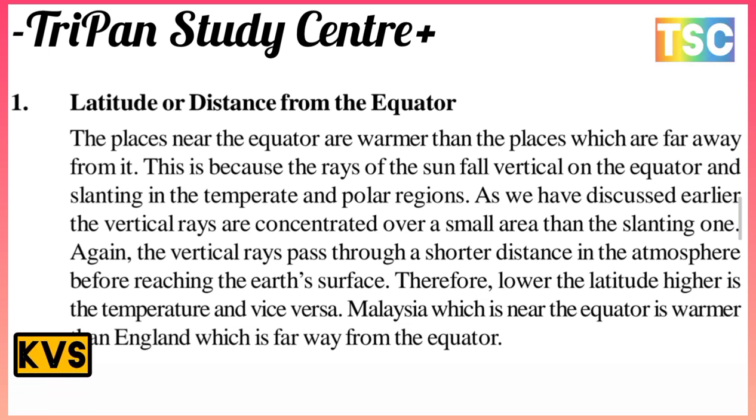This is because the rays of the sun fall vertically on the equator and slanting in the temperate and polar regions. As we have discussed earlier, vertical rays are concentrated over a smaller area than slanting ones. Again, vertical rays pass through a shorter distance in the atmosphere before reaching the earth's surface. Therefore, the lower the latitude, the higher the temperature, and vice versa. Malaysia, which is near the equator, is warmer than England, which is far away from the equator.